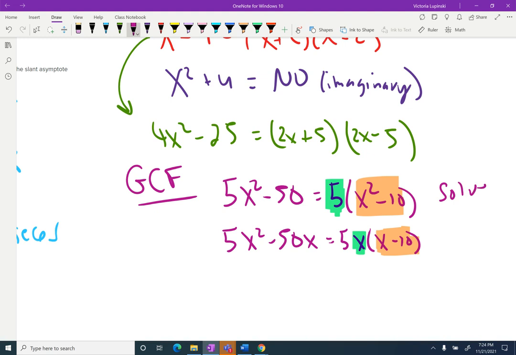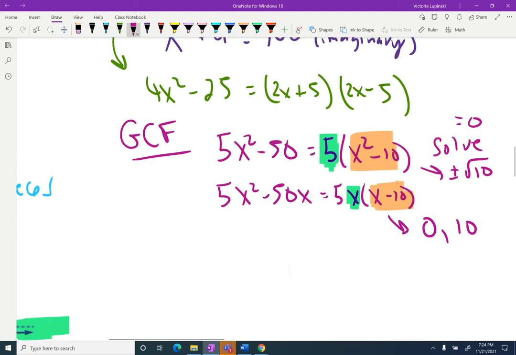Again, if you were to set each of these equal to 0 and solve, this is going to give you an answer of plus or minus radical 10, where this is going to give you an answer of 0 and 10. So again, very, very different. Any questions on those?